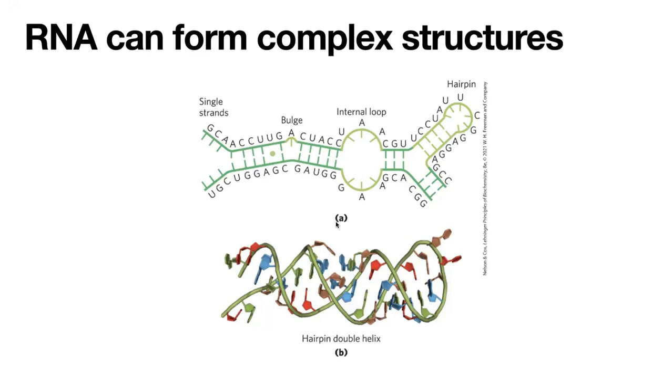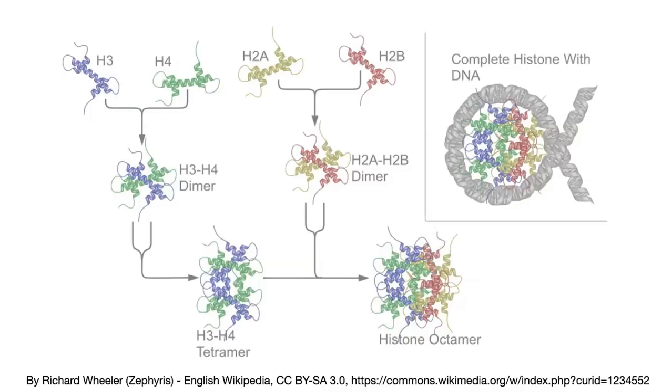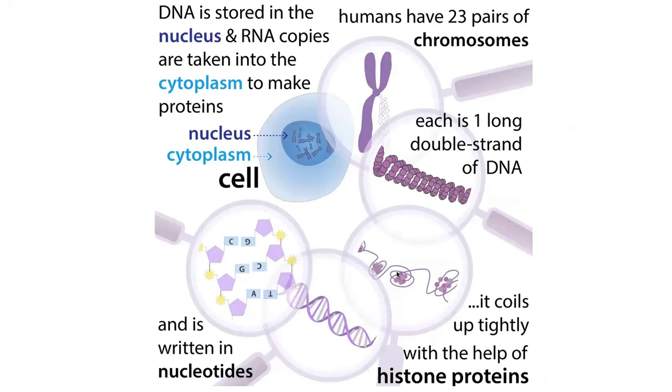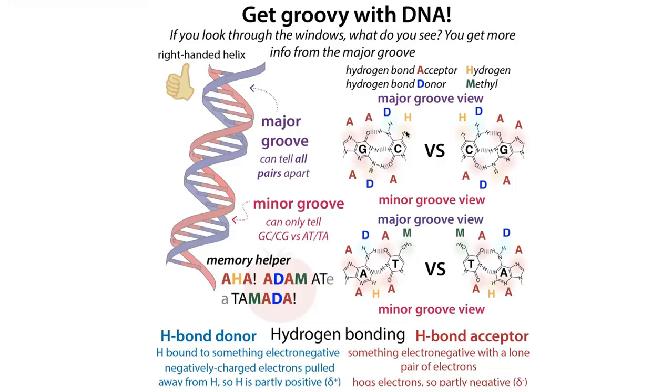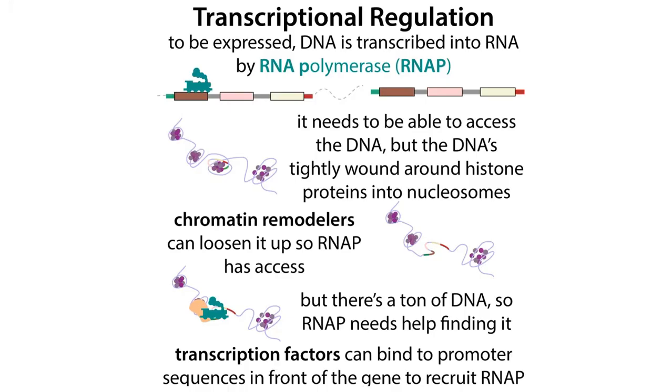RNA tends to be single-stranded but folds up into complex structures, whereas DNA is usually double-stranded, and the double strands come together in an anti-parallel fashion, form a double helix that then gets wound around proteins called histones, which gets wound up even further into tightly coiled chromosomes. You can kind of see the sequence through the grooves of the DNA helix, and so proteins called transcription factors are able to go and read it and recruit RNA polymerase to come transcribe various regions.